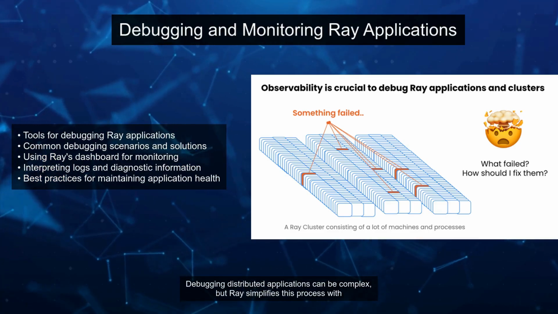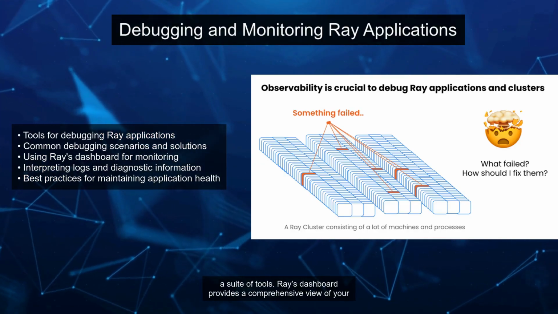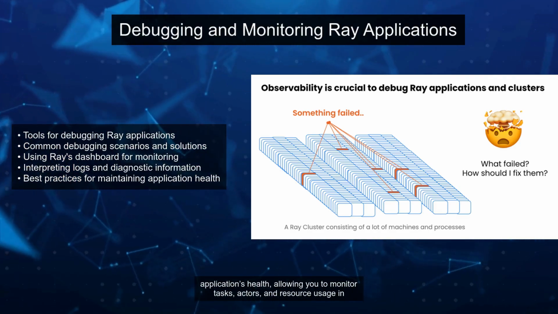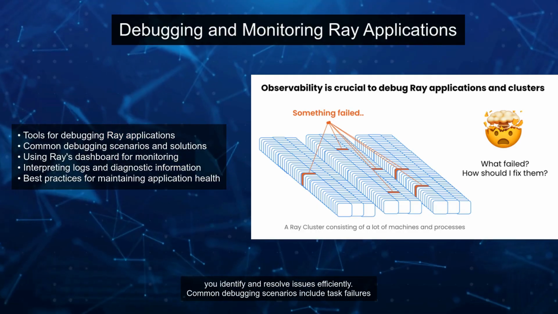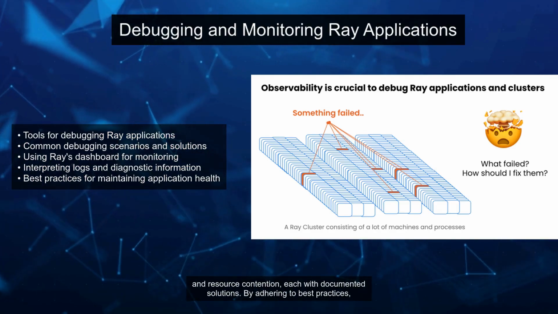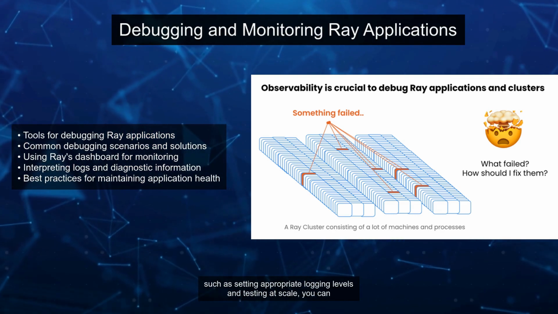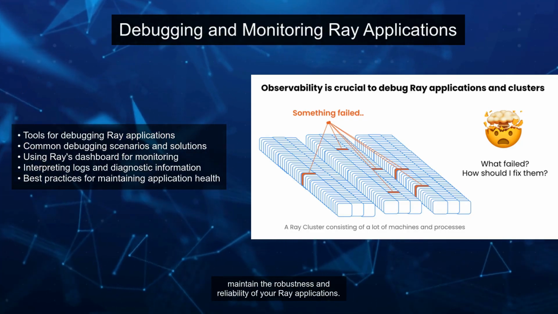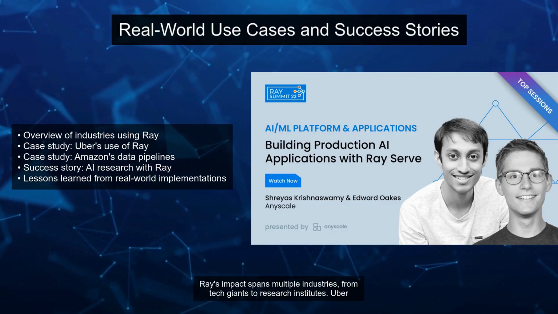Debugging distributed applications can be complex, but Ray simplifies this process with a suite of tools. Ray's dashboard provides a comprehensive view of your application's health, allowing you to monitor tasks, actors, and resource usage in real time. For debugging, Ray offers detailed logs and diagnostic information, helping you identify and resolve issues efficiently. Common debugging scenarios include task failures and resource contention, each with documented solutions. By adhering to best practices, such as setting appropriate logging levels and testing at scale, you can maintain the robustness and reliability of your Ray applications.